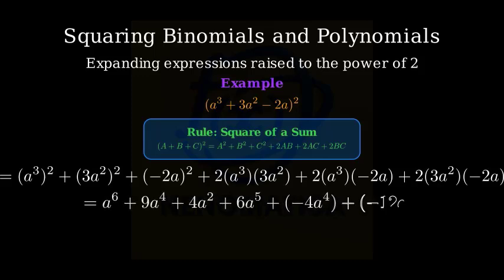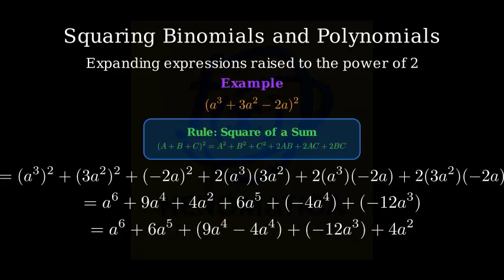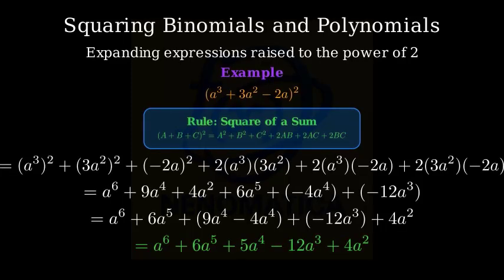Now, let's evaluate each term. A cubed squared becomes a to the 6th, 3a squared squared becomes 9a to the 4th. Negative 2a squared becomes 4a squared. For the cross terms, 2 times a cubed times 3a squared becomes 6a to the 5th. 2 times a cubed times negative 2a becomes negative 4a to the 4th. 2 times 3a squared times negative 2a becomes negative 12a cubed. Now we need to combine like terms. We have 9a to the 4th and negative 4a to the 4th, which gives us 5a to the 4th.